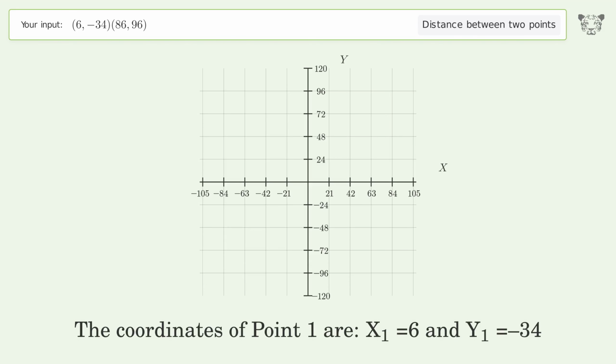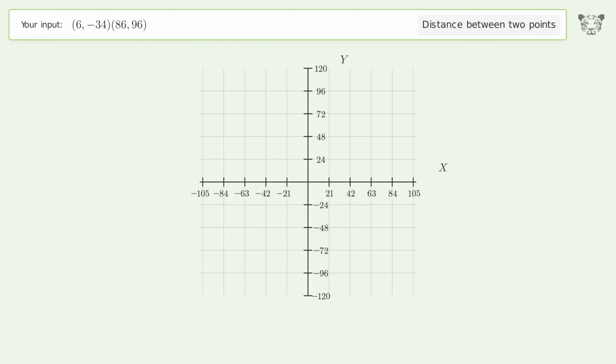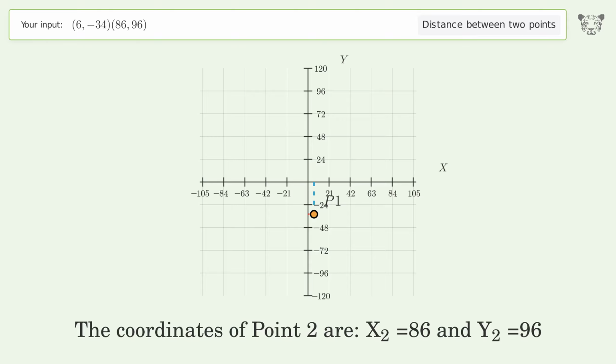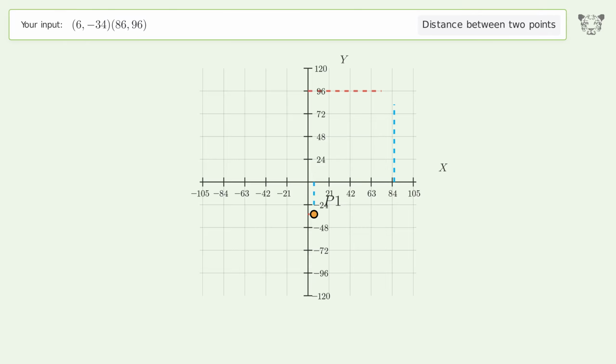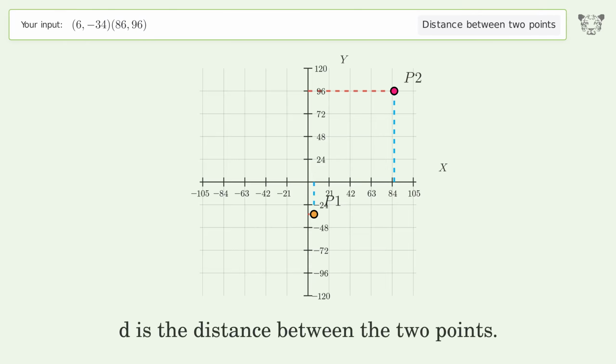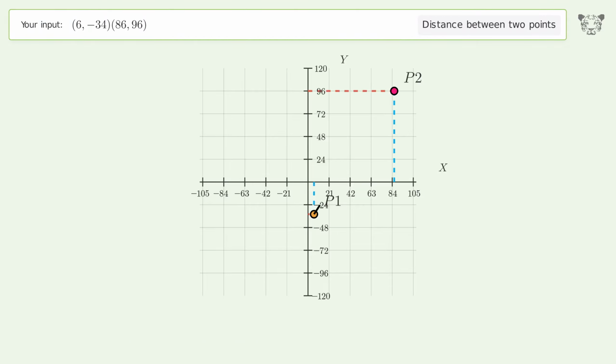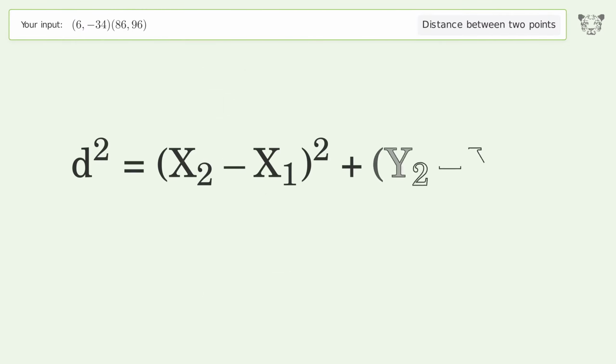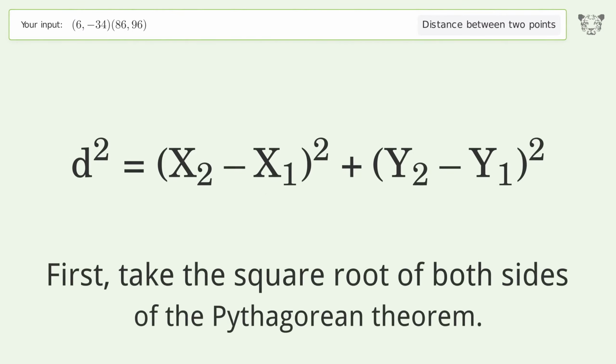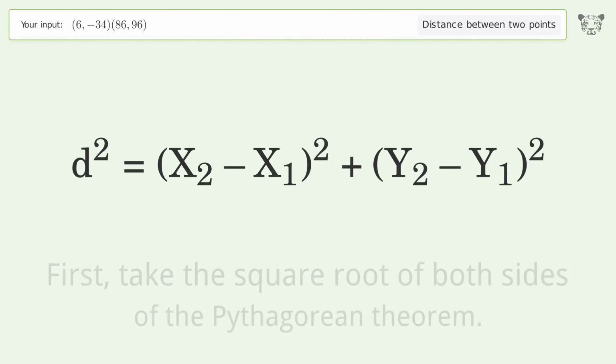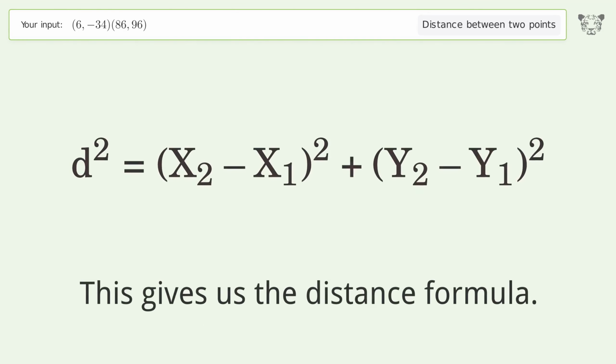The coordinates of point 1 are x1 equals 6 and y1 equals -34. The coordinates of point 2 are x2 equals 86 and y2 equals 96. D is the distance between the 2 points. First, take the square root of both sides of the Pythagorean theorem. This gives us the distance formula.